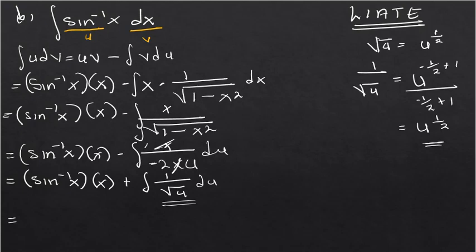So this can also be written as sine inverse of x plus, this is just the same as u to the power negative 1 over 2. If we integrate this, it is going to remain in that form. So let's try to do that. So we have the integral of u to the power negative 1 over 2.